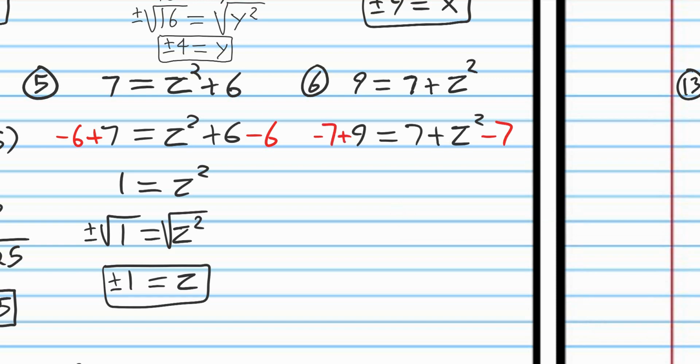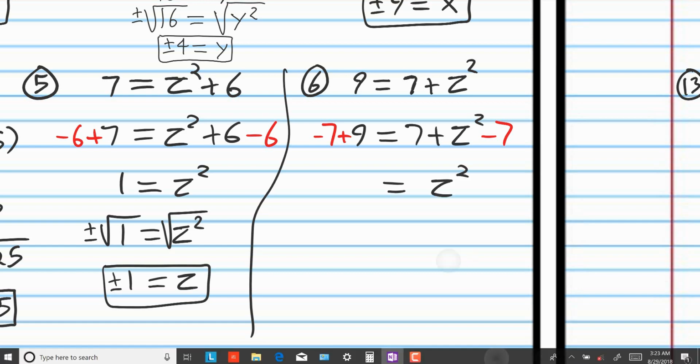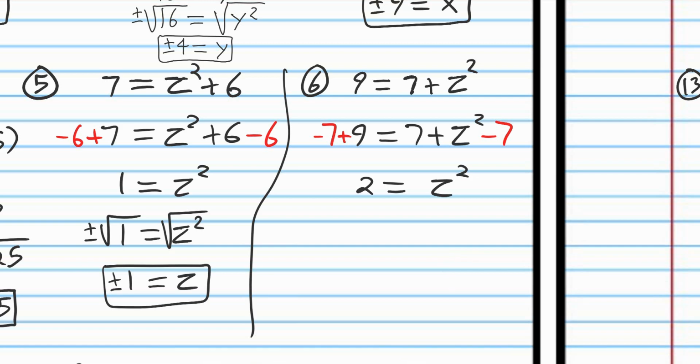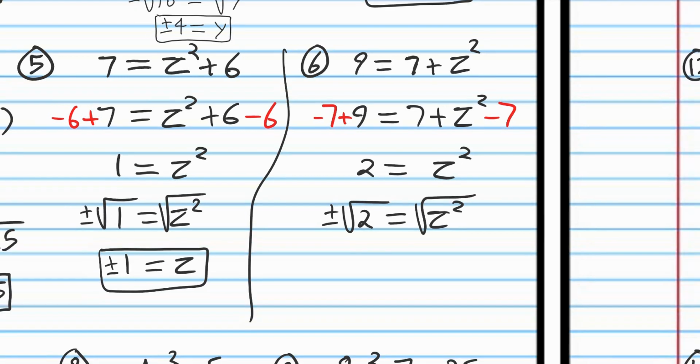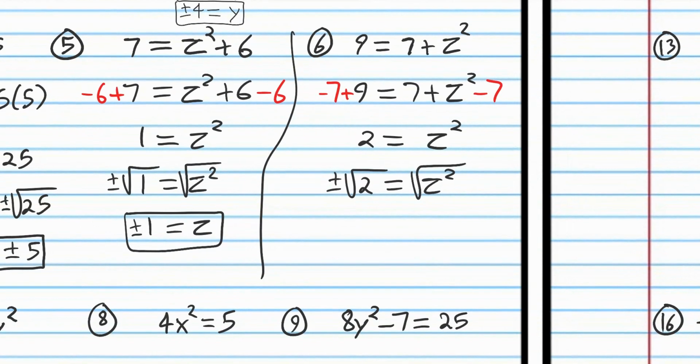When we get to the more difficult problems, I'm going to put a divider here. So we're going to subtract 7 from both sides to isolate that square. And we get this equation. And then I'm going to rewrite, because I'm going to square root both sides. And something interesting happened with this problem. I probably should have warned you about that.